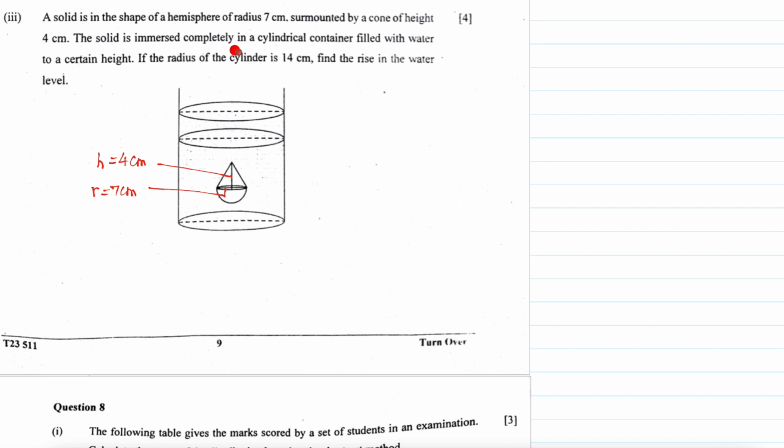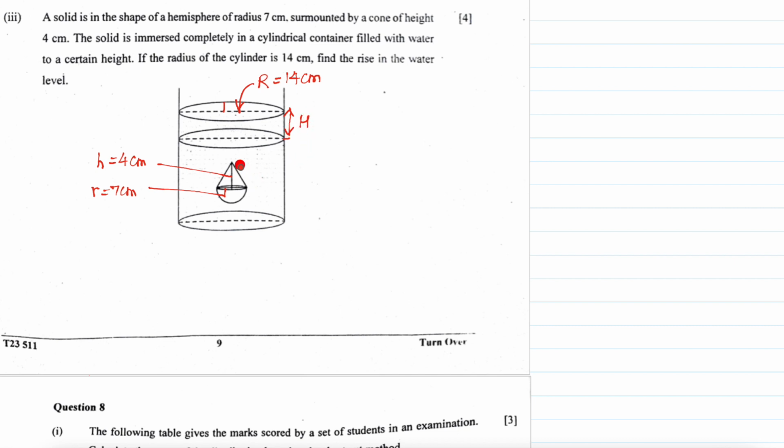This solid is immersed completely in a cylindrical container filled with water up to a certain height. So this was the height. And the radius of the cylinder, so from here to here, this radius is big R. We will call that 14 centimeter. Find the rise in the water level. So this is what we have to find out.